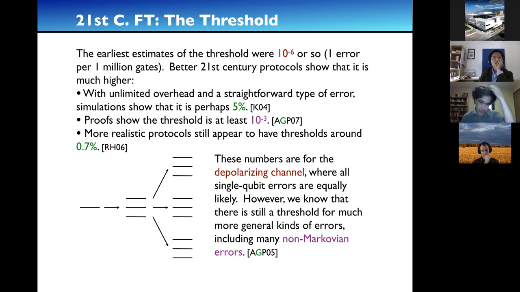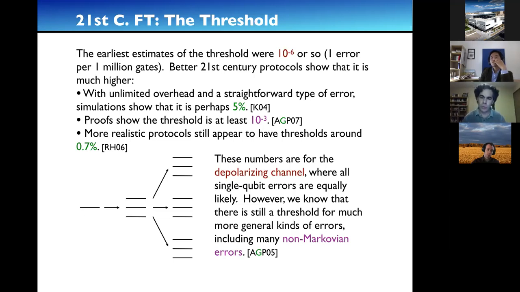So I should say that these numbers that I'm giving for the simulation are for a very simple type of errors, which I mentioned, the depolarizing channel. And the depolarizing channel basically is, with some probability, the qubit is fine. And with some probability, there's an error, which could be any arbitrary single qubit error on that qubit. And so that's a very simple symmetrical type of error. It's something that theorists like to study, but doesn't happen too much in the real world.